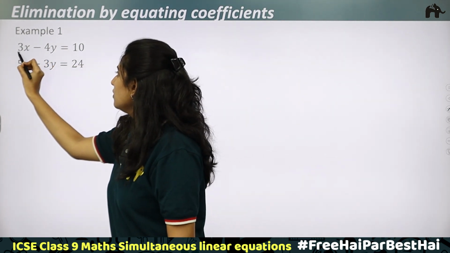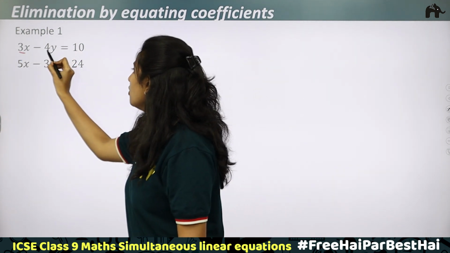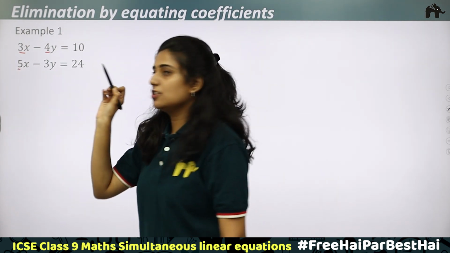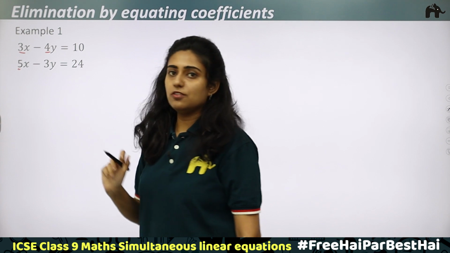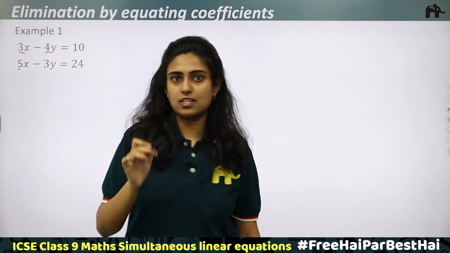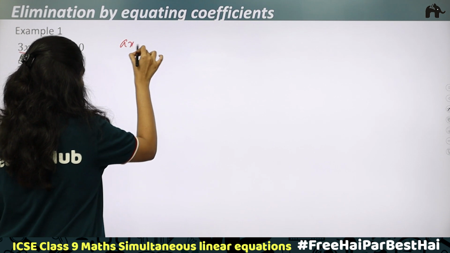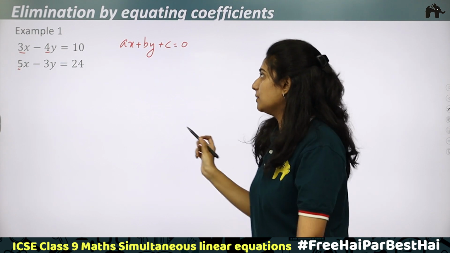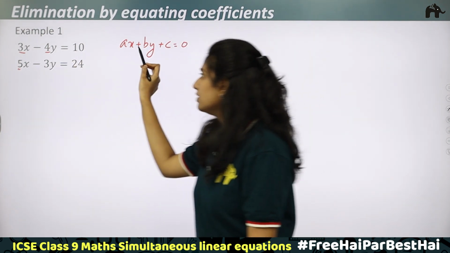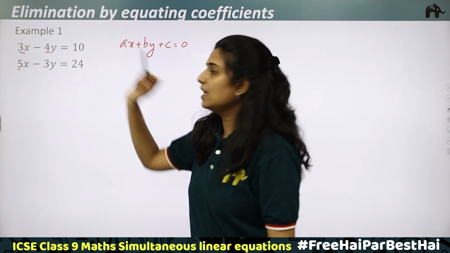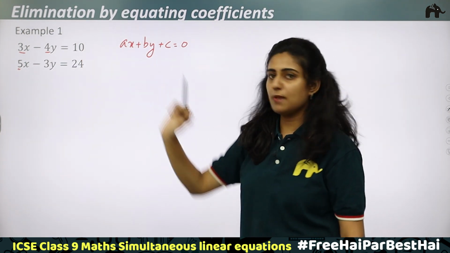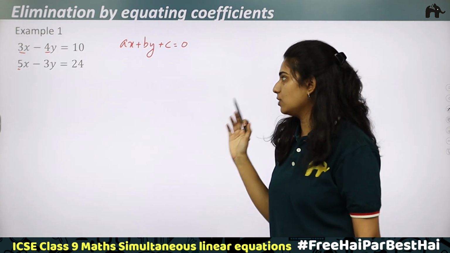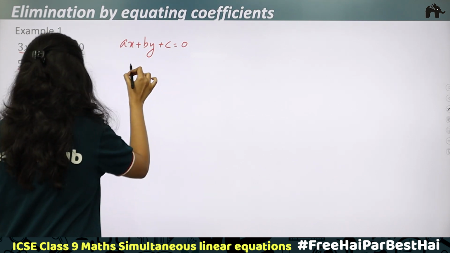Here, 3 is the coefficient of x in the first equation, 4 is the coefficient of y, 10 is a constant, 5 is the coefficient of x in the second equation, 3 is the coefficient of y in the second equation, and 24 is a constant. An equation of the form ax plus by plus c is equal to 0 is a linear equation in two variables, and both these are of this form. When you take 10 to the left hand side, it becomes minus 10 and the c value is minus 10. When you take 24 to the left hand side, it will be minus 24 and the c value is minus 24.